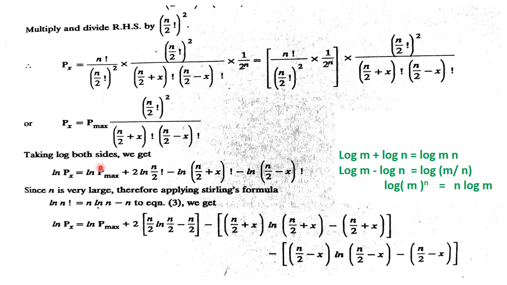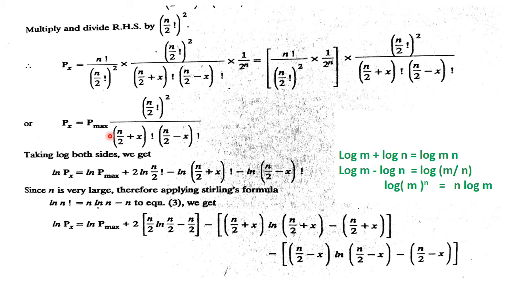So now taking log on both the sides, we get log of px is equal to log of p maximum plus 2 log n upon 2 factorial minus log of (n upon 2 plus x) factorial minus log of (n upon 2 minus x) factorial.